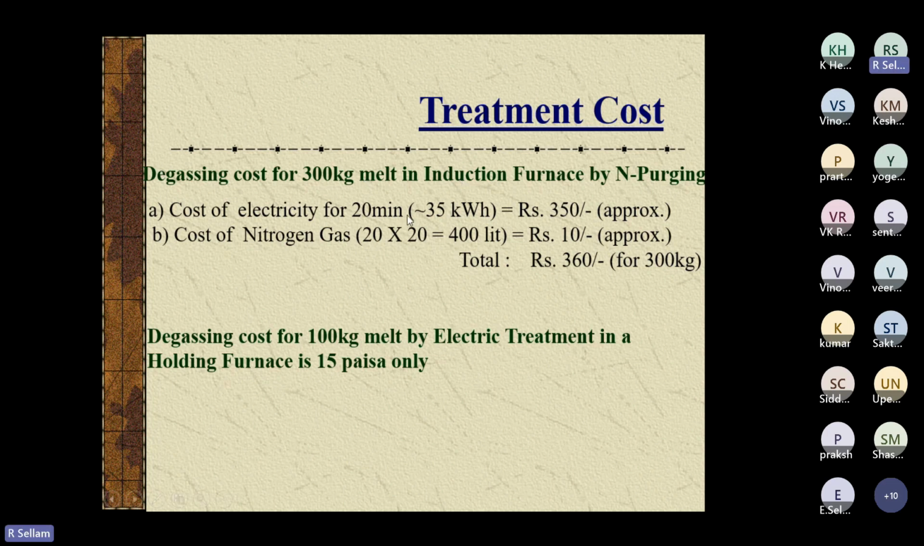The cost of electricity is decreasing there. In the induction furnace, they pass nitrogen gas for 20 minutes with the furnace power on. Suppose you are consuming 35 kilowatt hours costing 350 rupees. Then the cost of nitrogen gas, 20 minutes at 20 liters per minute, around 400 liters, is total 10 rupees, costing around 360 rupees. Degassing cost of 100 kg melt in the electrical treatment and holding furnace is 15% only.